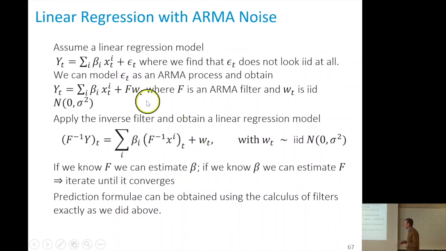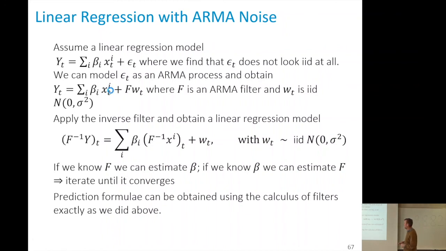Well, we know that if I know the filter F, by applying the inverse filter, if it's an ARMA filter, the inverse is a well-behaved filter, I inverse filter the data, and then I do the fitting. So I can find the parameter beta if I know the filter. Conversely, if I know the parameter beta, I can find the filter because this is the ARMA fitting that I've discussed already that MATLAB does for you.